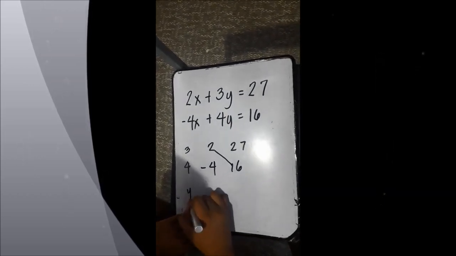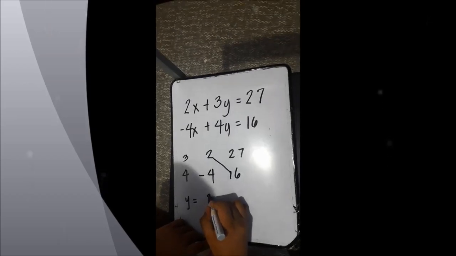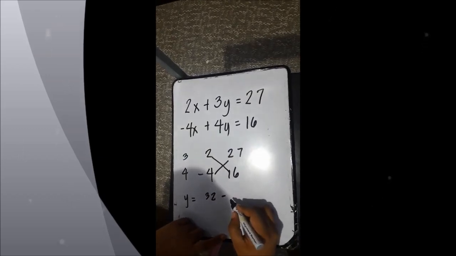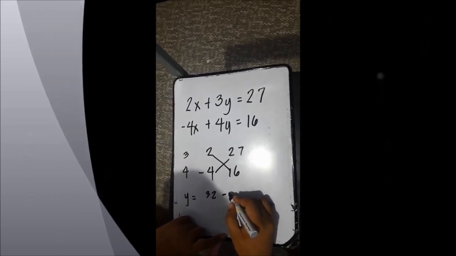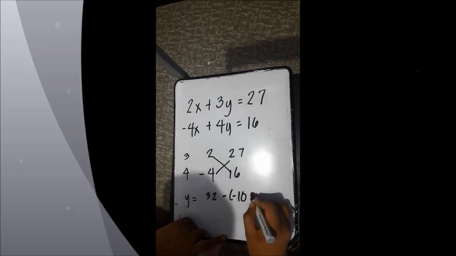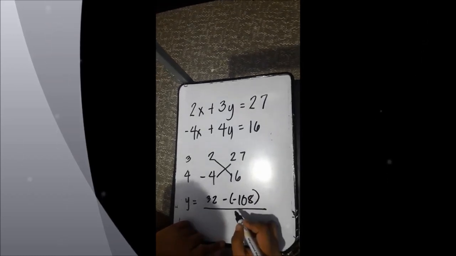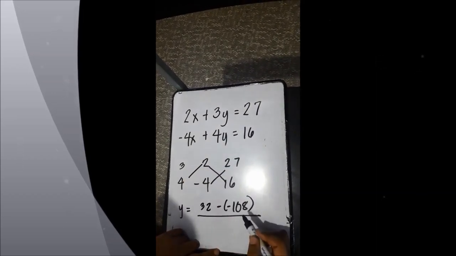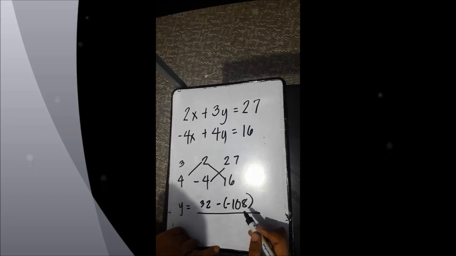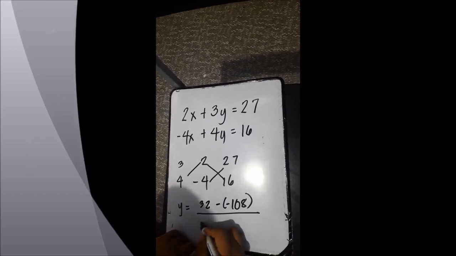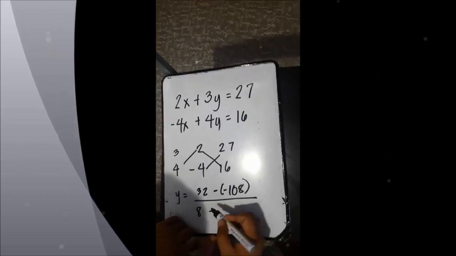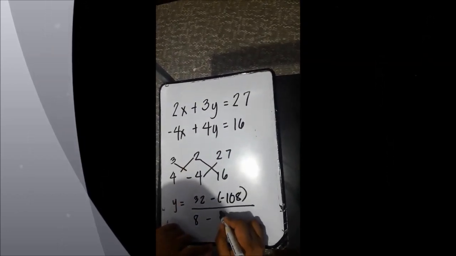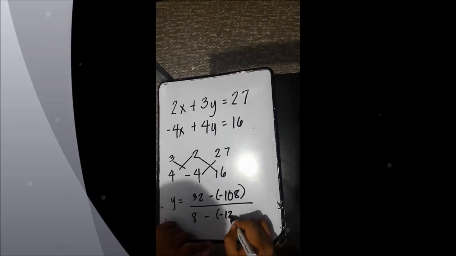that should be y is equal to 32, then minus this part here, negative 4 times 27, which gives me negative 108, over this part here, 2 times 4, that gives me 8, minus 3 times negative 4, that gives me negative 12.